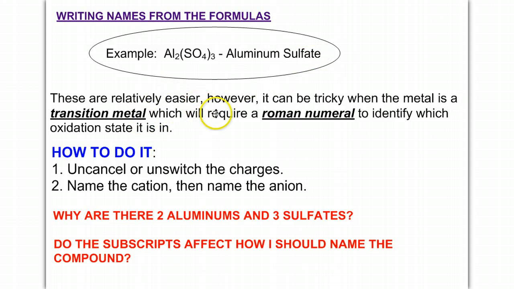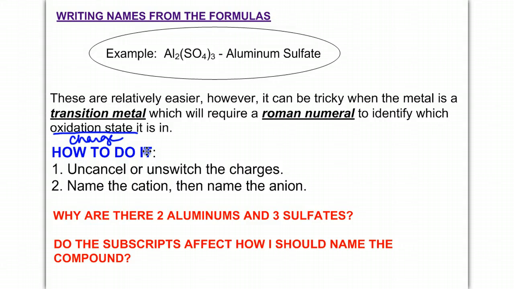These are going to be relatively easier than the reverse. However, it can be tricky when the metal is a transition metal, which will require a Roman numeral to identify which oxidation state it's in. And don't worry about oxidation state, it's just a fancy name for the word charge. So you will have to tell me what the specific charge is on each transition metal.